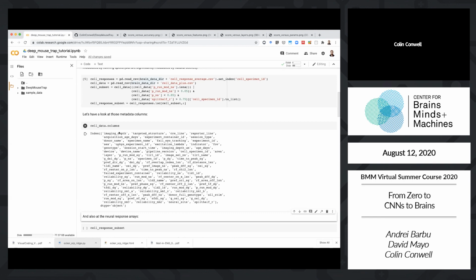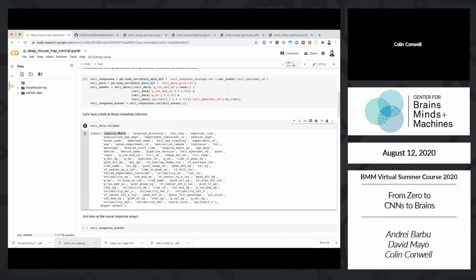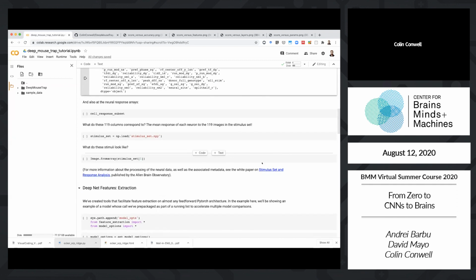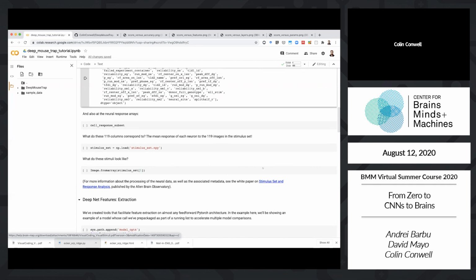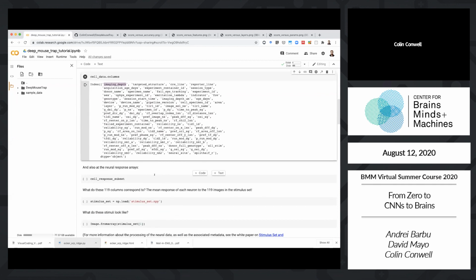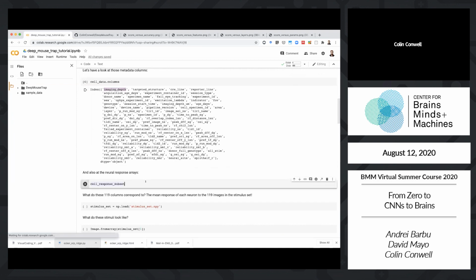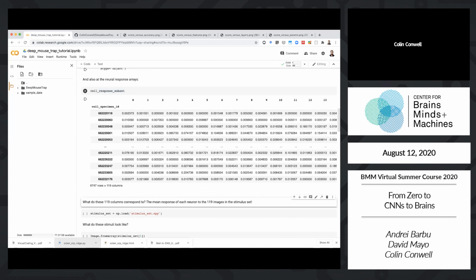Once again, we have some imaging depth. So this tells us where, basically, in terms of the actual cortical depth, the neuron is being sampled from, and information about the area as well. There's a bunch of metadata here, which if you're interested, there's some more information from the Allen Brain Observatory, from whence this data set came, about these metadata variables. So after we get our overarching data about each individual neuron, we then also need to look at the neural response arrays.